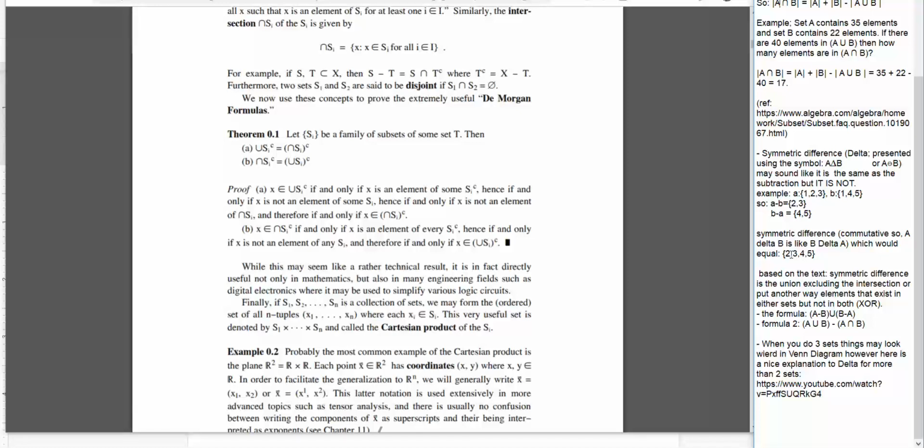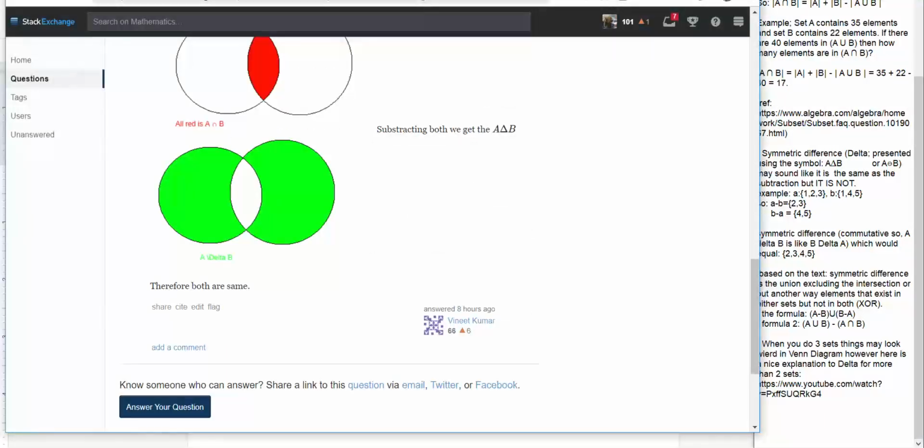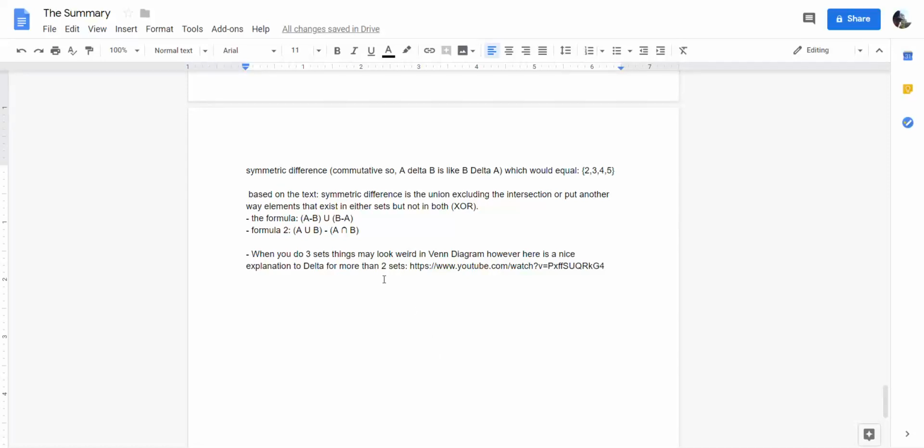So to quickly recap on what symmetric difference is, the formula represents the union without the intersection. We've asked the question here on Math Stack Exchange, and we should reference this here as well. So we should have this referenced like that, and that's that.